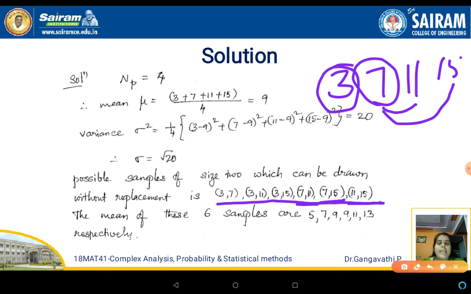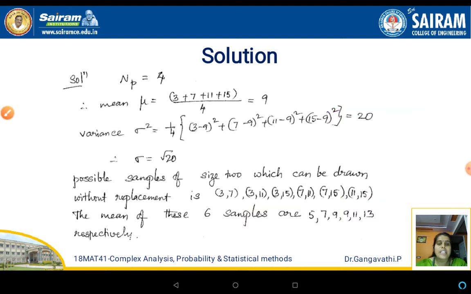So how do you calculate the mean? The mean of the universe we calculated by adding all the 4 elements and dividing by the number of elements. The same way we have to do it for the sample also. The sample has 2 elements, and there are 6 samples totally, so all the 6 samples will have 6 means. Whether they are different or the same, let us see when we evaluate it. So, the mean of the 6 samples.